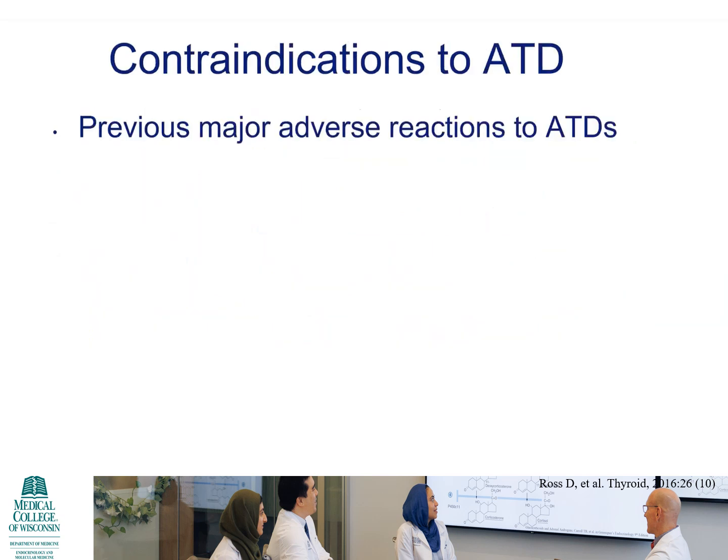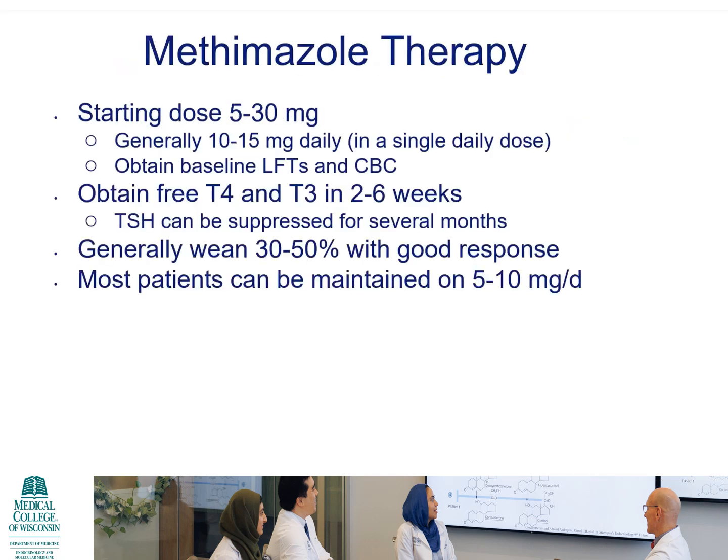Patients who shouldn't get antithyroid drugs are really just those who have already been on an antithyroid drug and had a major adverse reaction. Other than that, you can treat pretty much anybody with antithyroid drugs. So methimazole is the most commonly used therapy. PTU, or propylthiouracil, is also used in the first trimester of pregnancy and in thyroid storm, but methimazole is almost always the agent that we use in other situations.